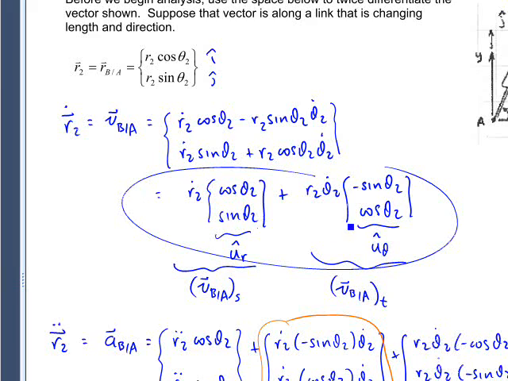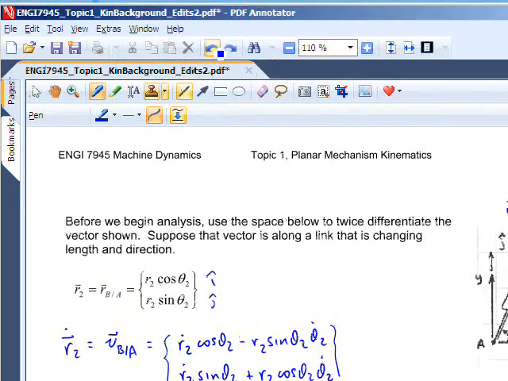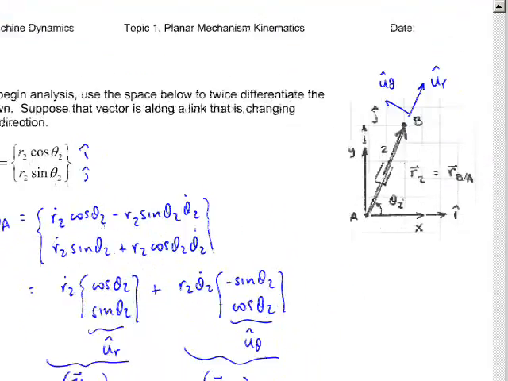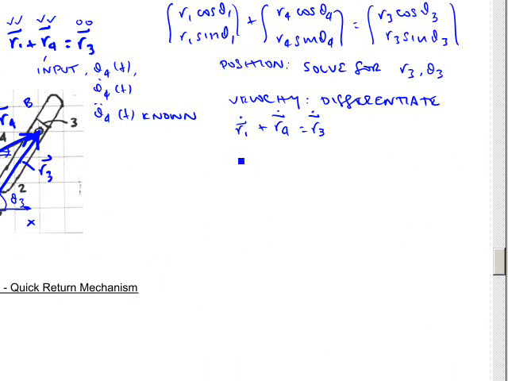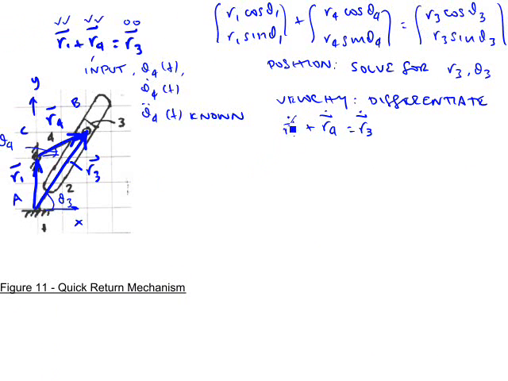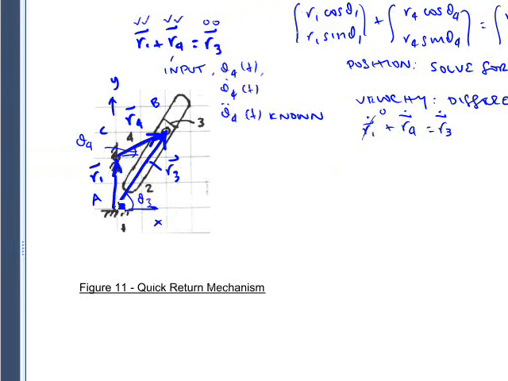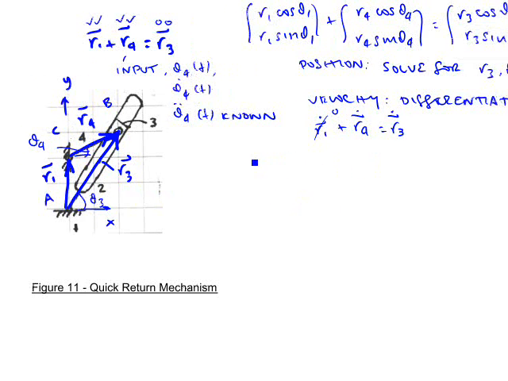If the vector length is fixed, then there's no r dot. If the vector doesn't rotate, there's no theta dot. So you basically take what you need from that general vector expression. So going back up here, what's r1 dot? r1 dot is 0 because r1 goes along the fixed base. r4 dot is going to be r4 theta 4 dot (minus sine theta 4 i plus cos theta 4 j). I don't want the r4 dot part of the general derivative because r4 is a fixed length vector.